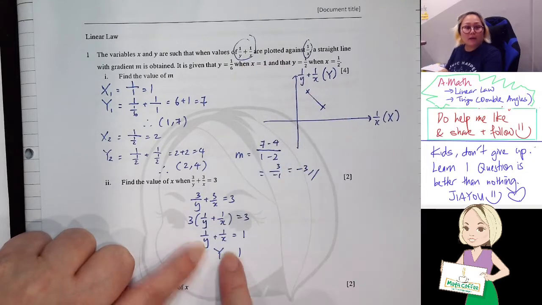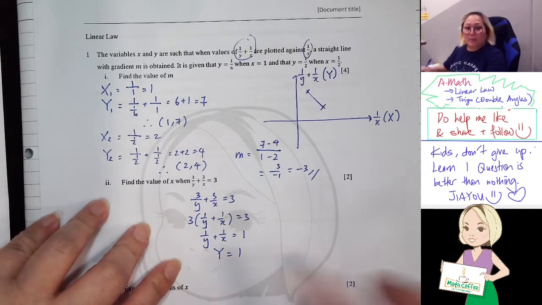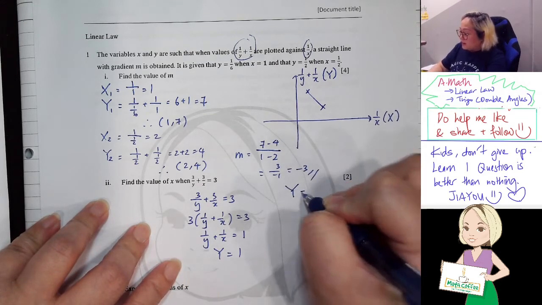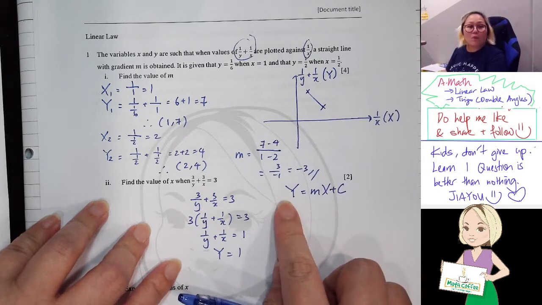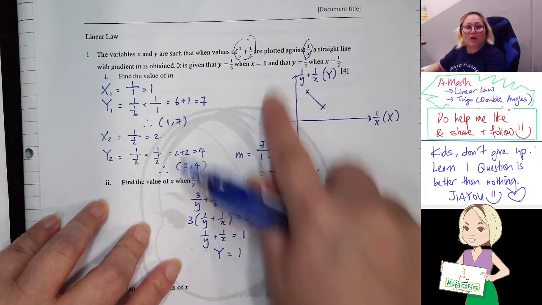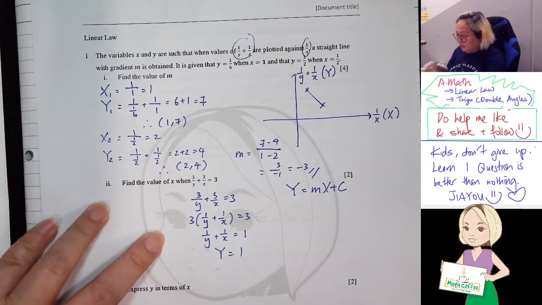Okay, so how am I going to find this? We need to find the equation of the line. So I'm going to write big Y equals mx plus c. You see that I always write big Y, big X, and big C. This tells me that this is in the linear law form. Linear law form, understand? Yes, factorize it out.